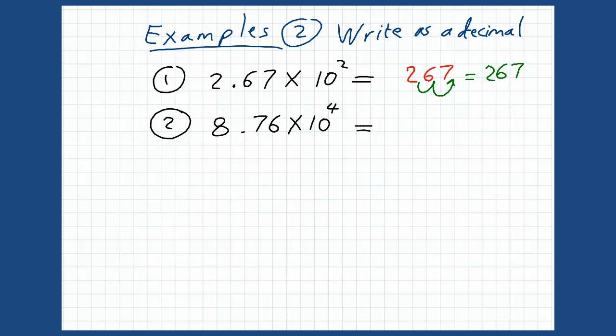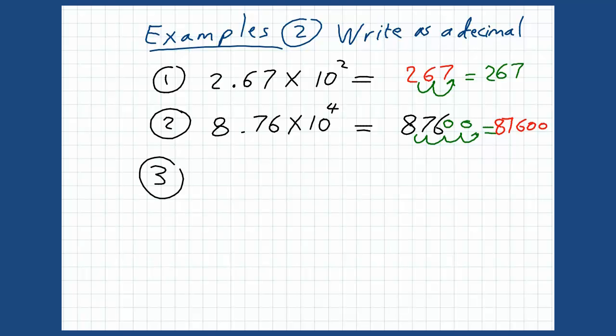Example 2. 8 and 7600 times 10 to the power 4. We will write the same number without decimals, and then we will move our decimal 4 digits. 1, 2, 3, 4. So we will put zeros for the missing digits, and this will give me the final answer, which is 87,600.